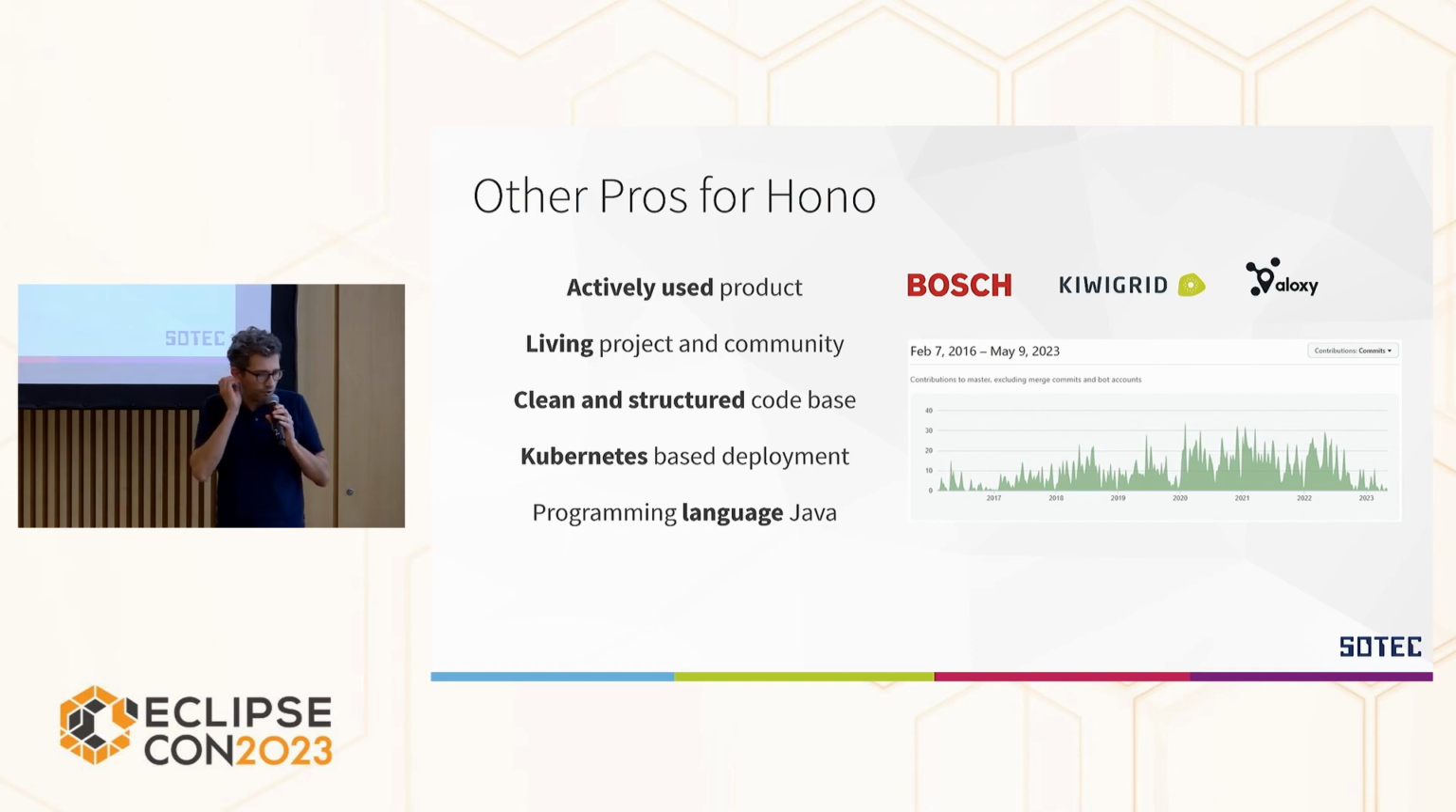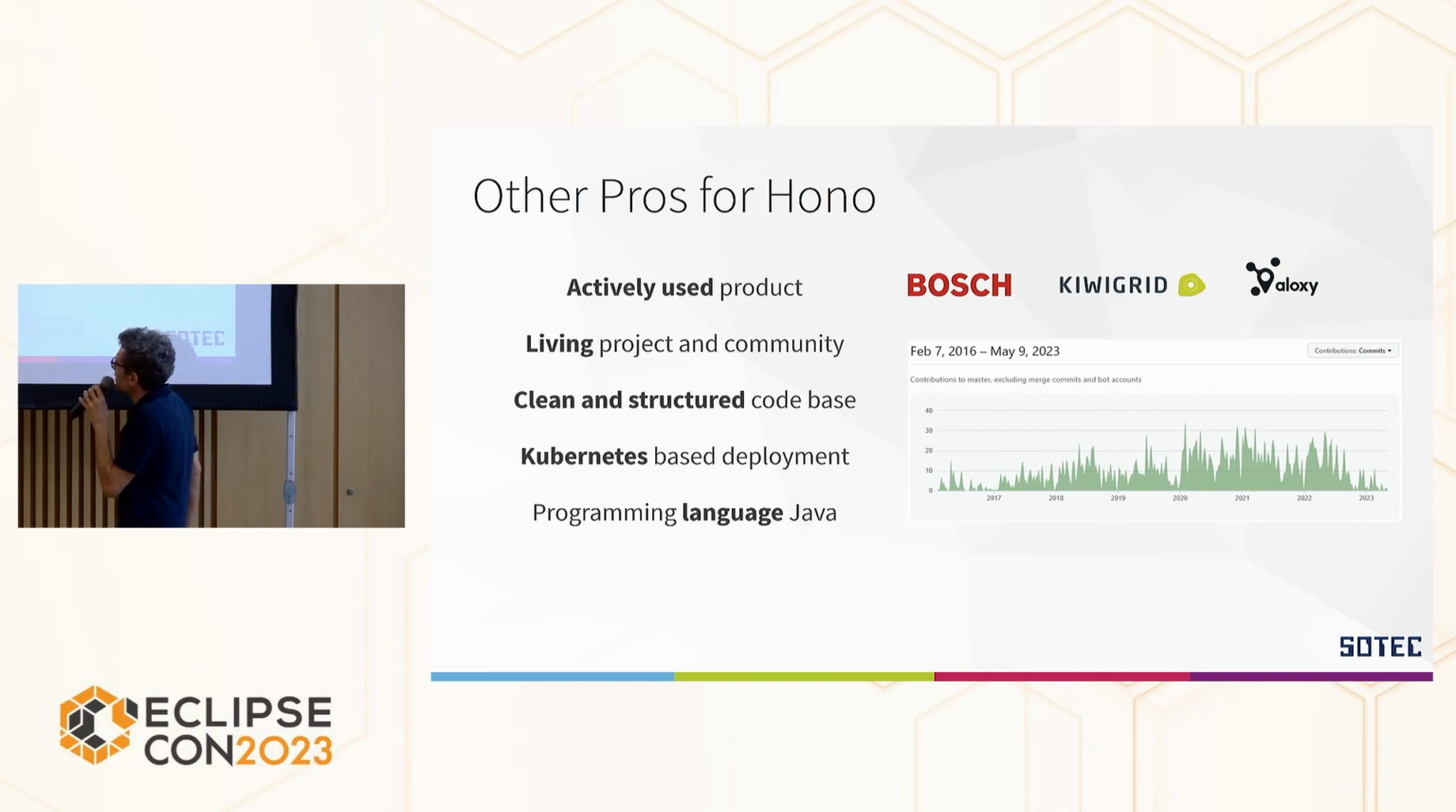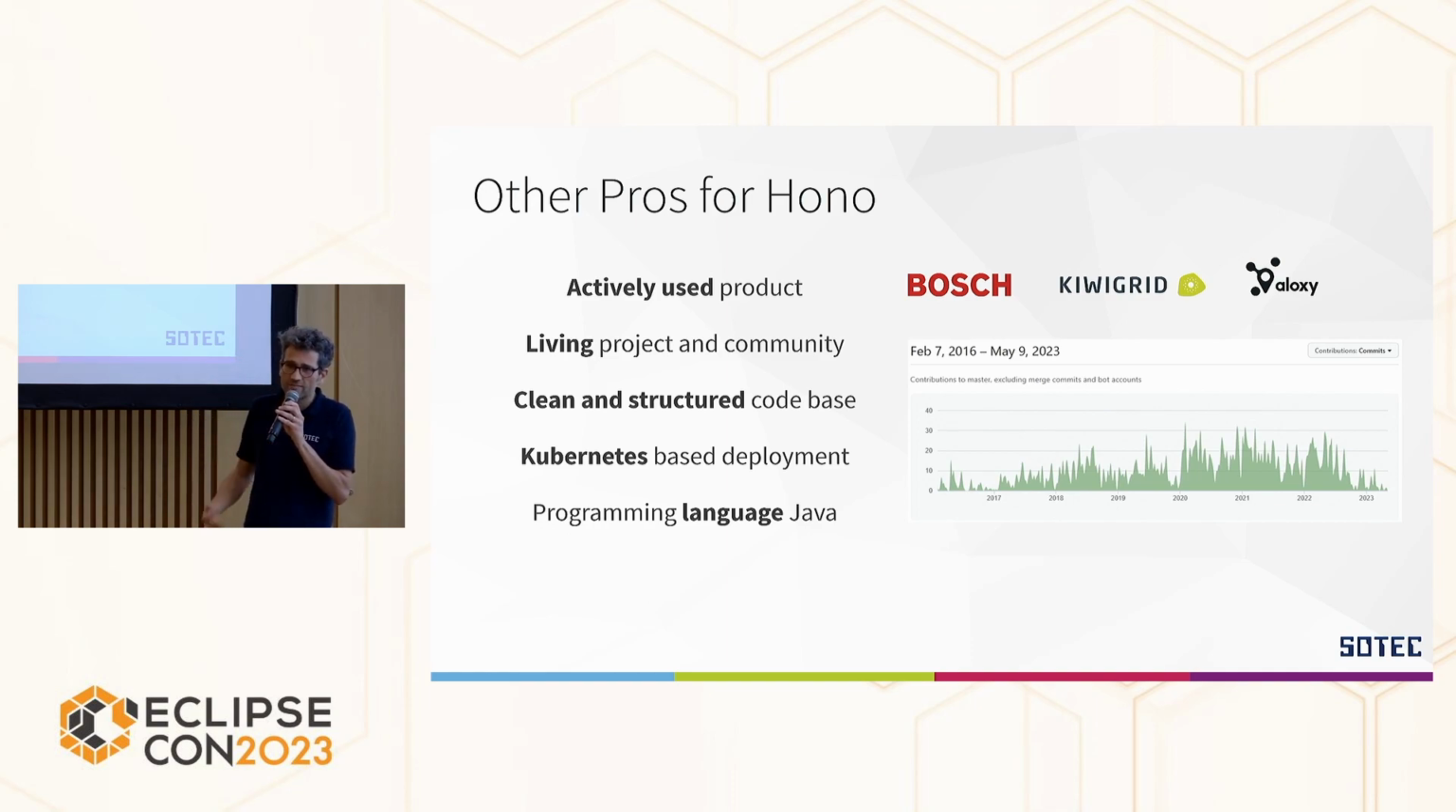Then a few other pros for Hono. It's actively used by quite some companies, among them, of course, Bosch as the main contributor. Then KiwiGrid, also one of our customers that we talked to when we made the decision, and Loxy. Then it's a living project and community, which is quite important for open source. And with living, I mean it's people who actively work on the code, as you can see here in the commit graph. Then I personally was impressed by the clean and structured code base.